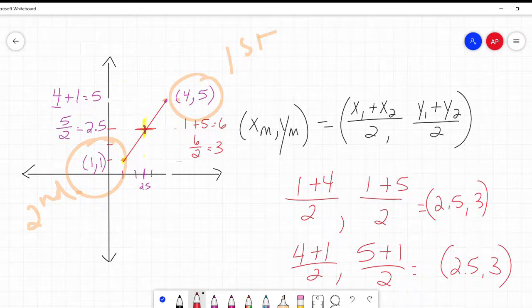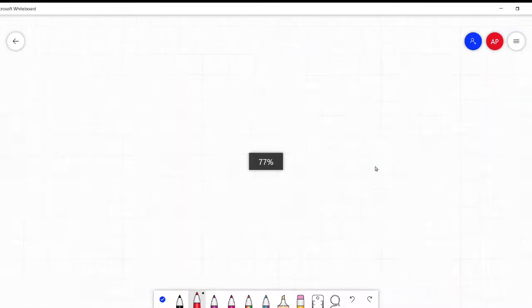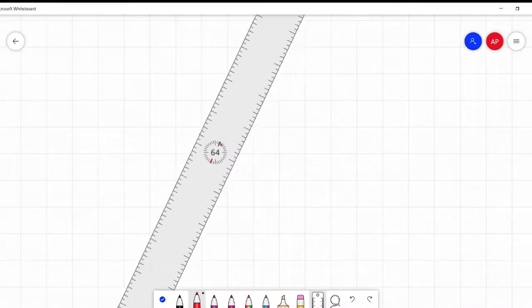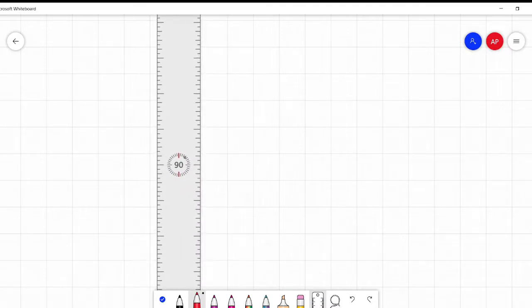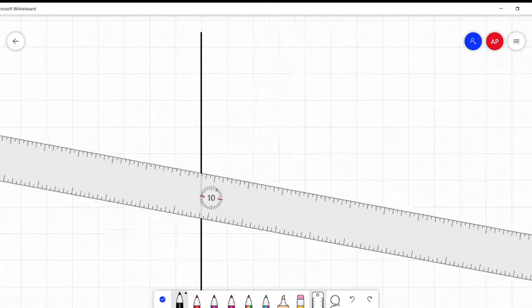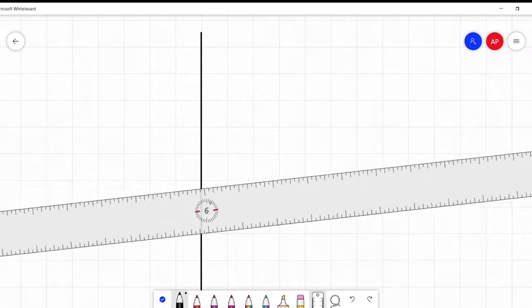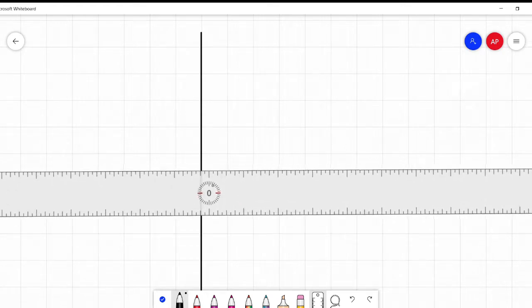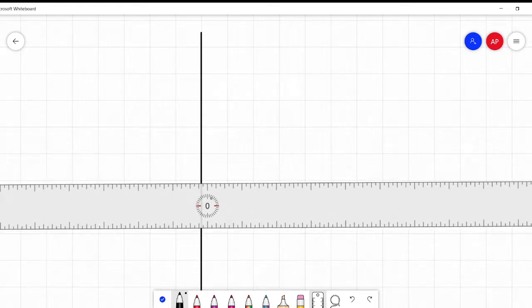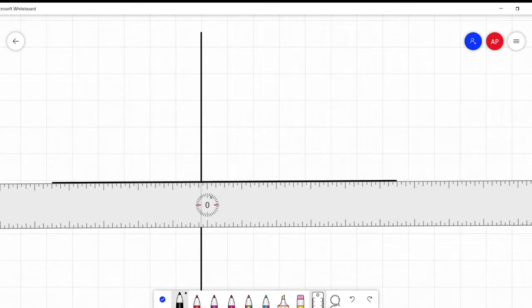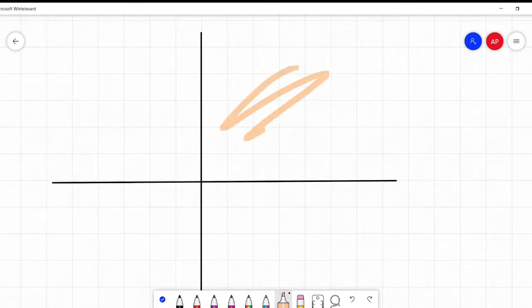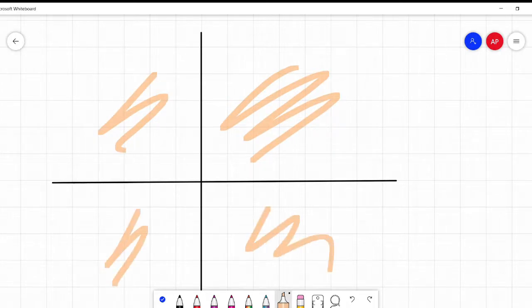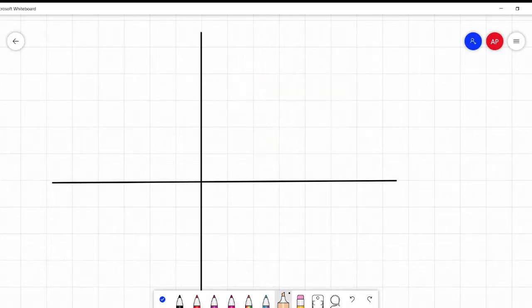Now, the cool thing about this is that it works regardless of where the points are. So even if you have points that are in some of the other quadrants, quadrant is the name that we give to the four areas in this graph. We're dividing it into four areas, so these are our four quadrants. It doesn't matter where the points are. For example, let's pick a point over here.